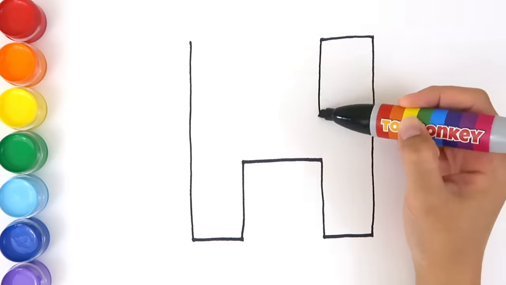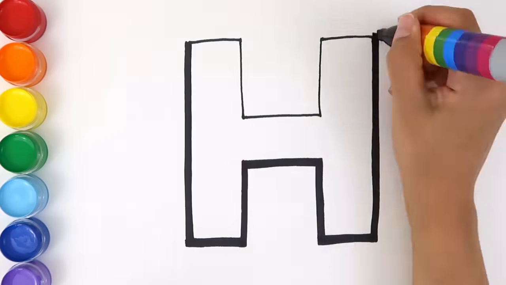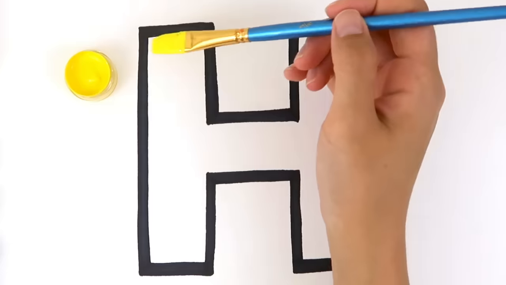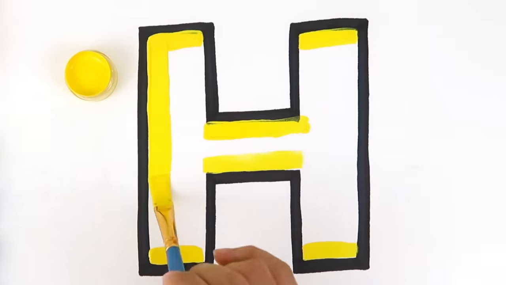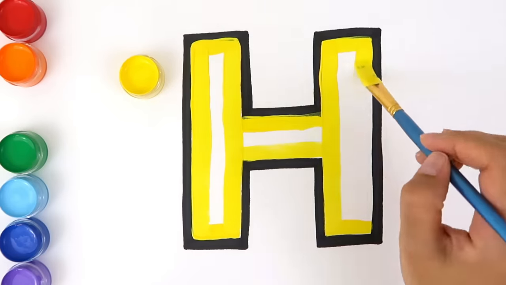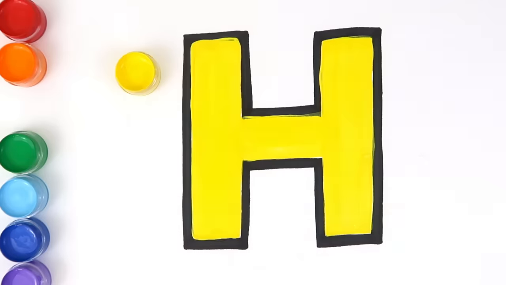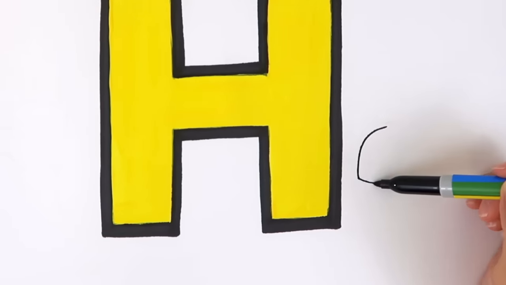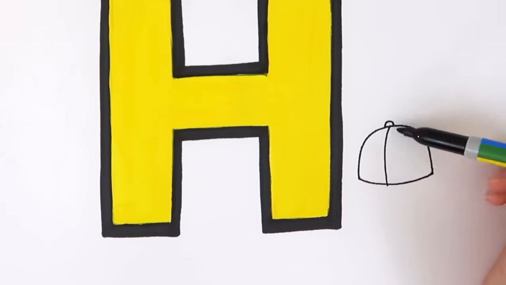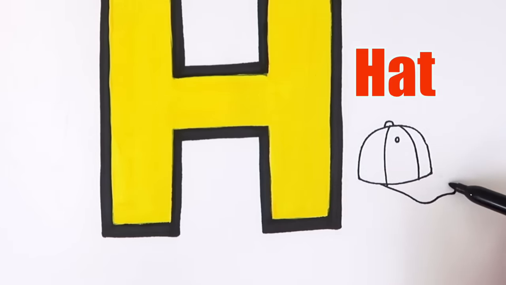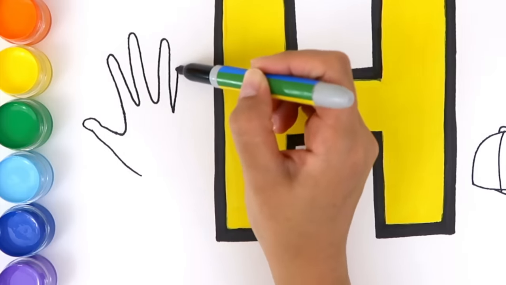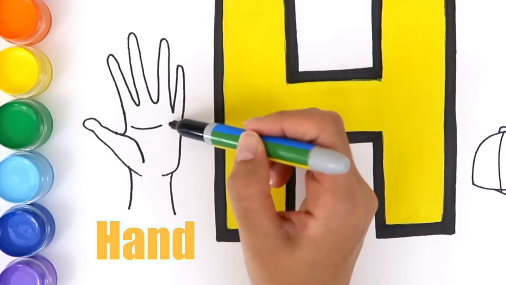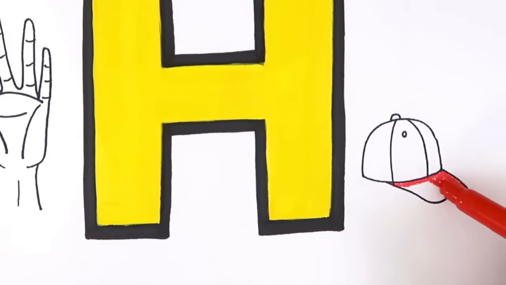The letter H. And let's color the letter H with yellow. What starts with the letter H? Hat. Hat starts with H. And what's this? It's a hand. Hand starts with H.